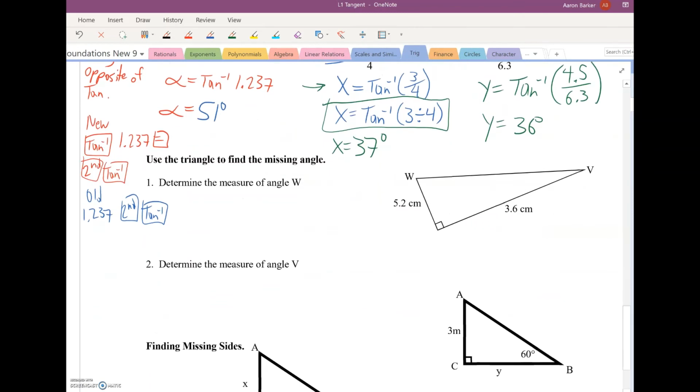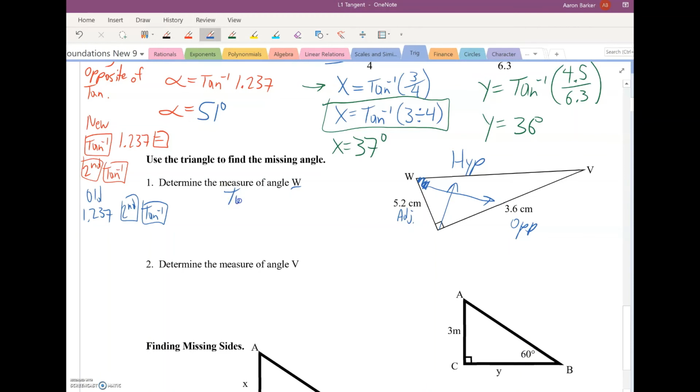Okay, here we go. Next one, full meal deal. Find the missing angle. So we're looking for angle W. So for angle W, I label my HOA. Start with hypotenuse, 90 degrees, straight across. Angle of interest is W, so according to W, this would be my opposite, and the one that's left over is adjacent.